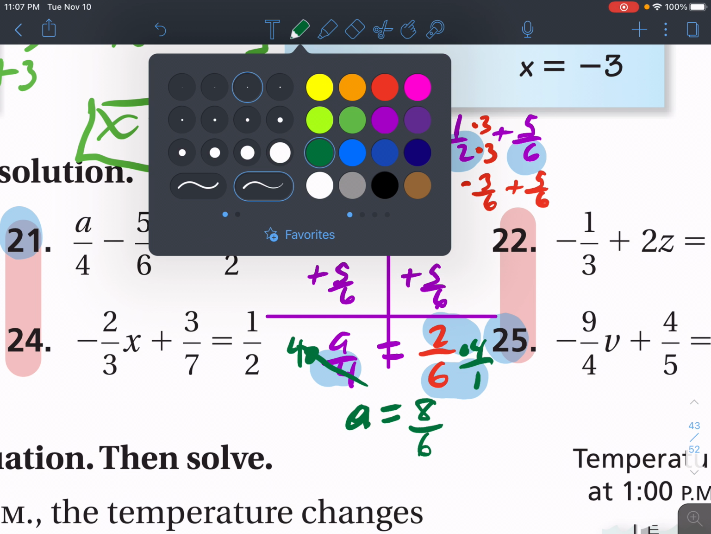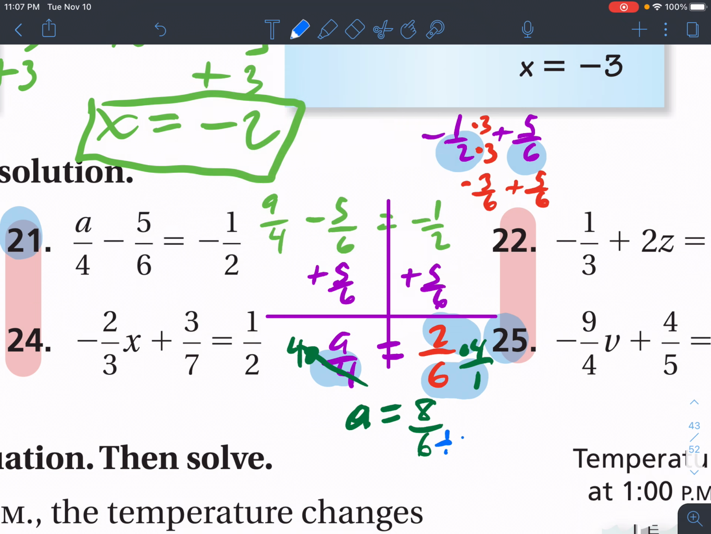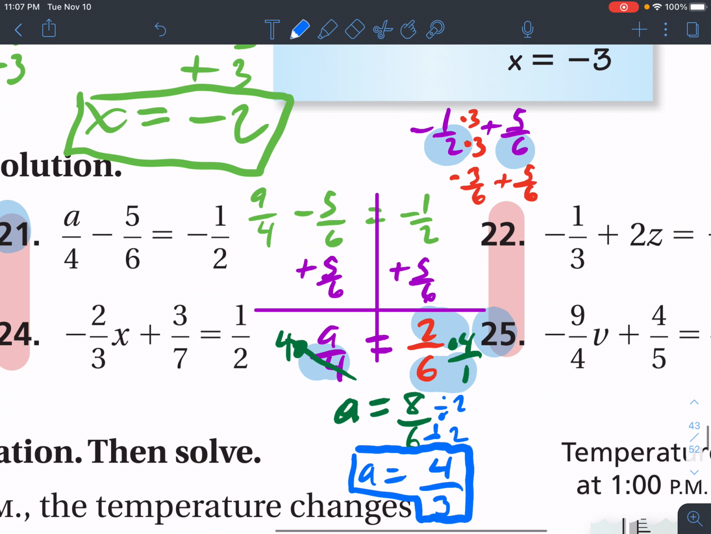I can simplify that though, so don't keep it like that. Simplify it. Divide by 2. Divide by 2. a equals 4 over 3. There's my answer, 4 over 3. If I went a little too fast, rewatch it. I highly recommend that you rewatch it. Okay? So you get 4 over 3.